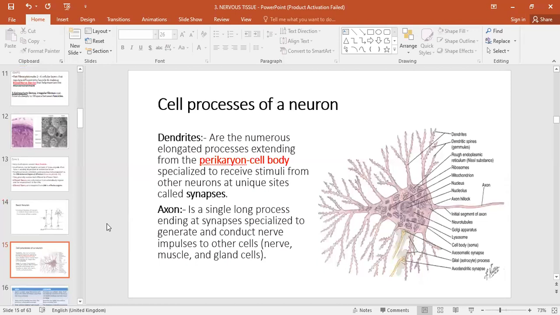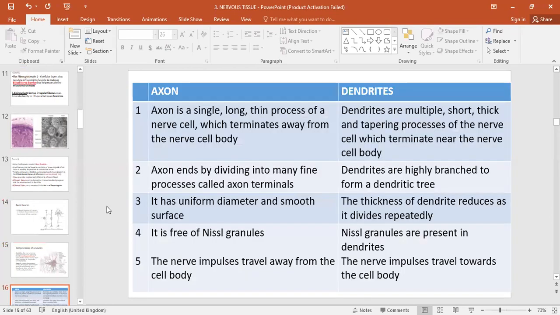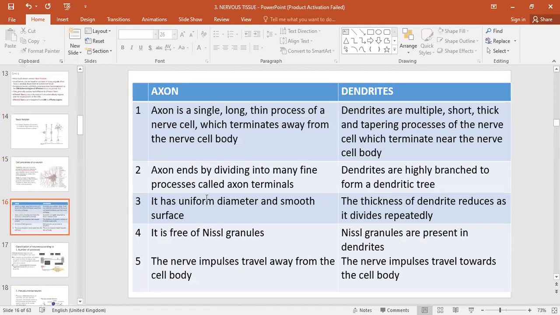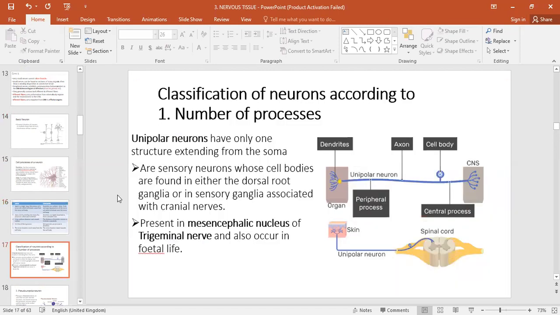So we look at now, this I already explained, dendrites and axons and their functions. So this is a summary of parts of the nerve cell and their functions. Now look at classification of neurons. Remember, there are also support cells. We'll talk about support cells when we're done with the axons.